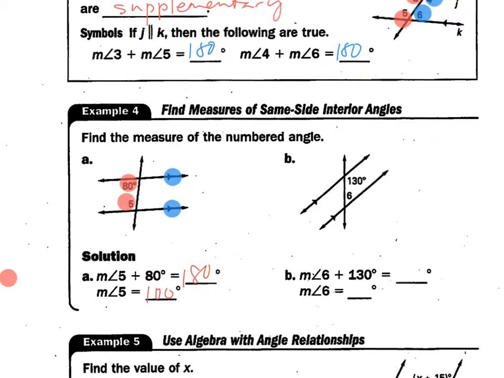And for the same reason, I have a pair of same side interior angles. I have parallel lines. So when I have two lines that are parallel to each other and a transversal, the same side interior angles are supplementary angles, and they add up to 180. If I subtract 130 on both sides, I have my final answer: the measure of angle 6 is 50 degrees.